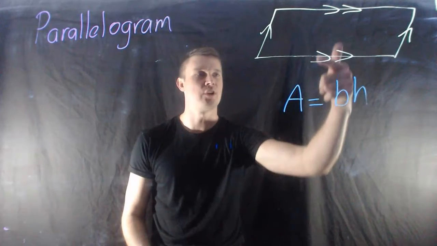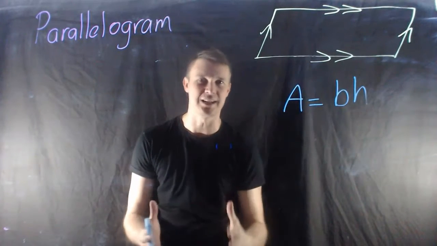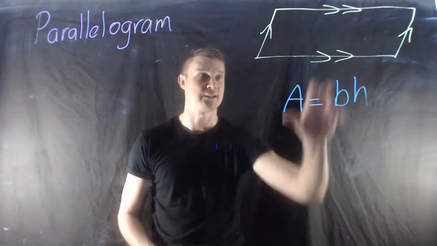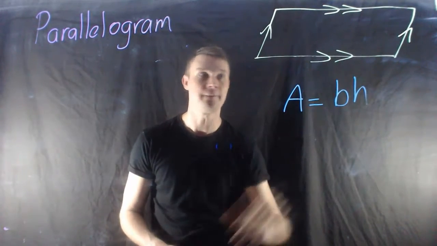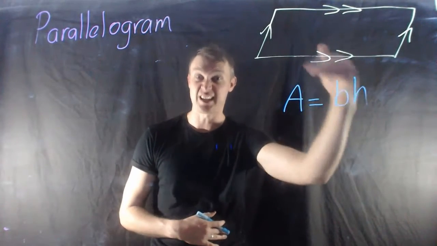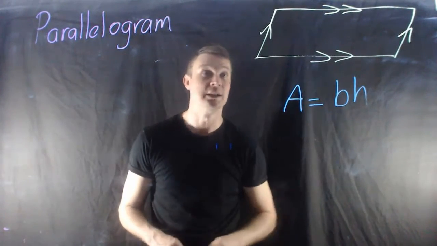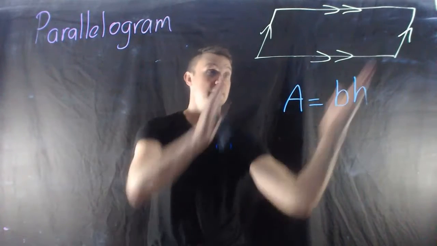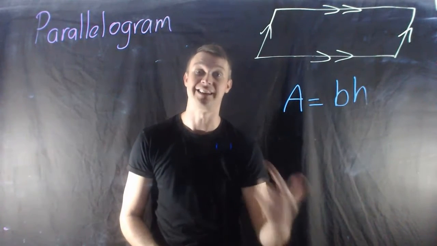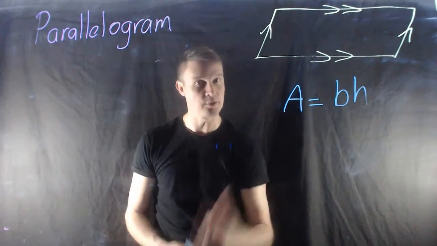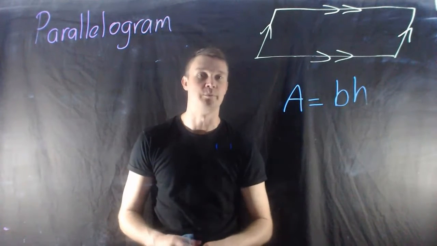What you need to make sure you notice is that we've got these symbols here which represent the same. These two lines with those two arrows represent that these two sides are parallel and the same length. The ones with just the single arrow are also parallel and also the same length. So the formula for this is area equals base times height.